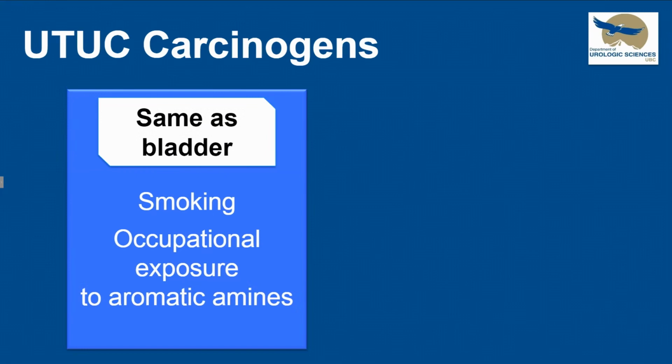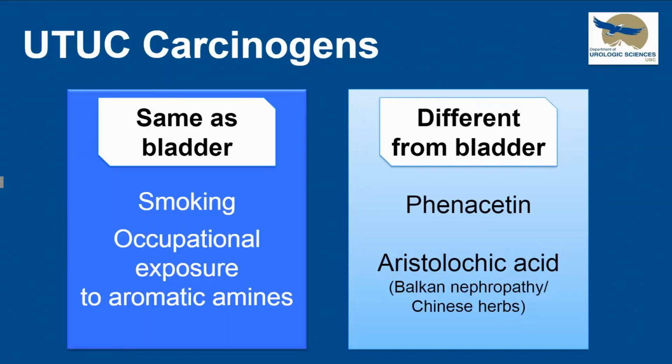Most urothelial carcinoma, regardless of site, is due to smoking and some due to occupational exposures to aromatic amines and other carcinogens. But there are some special carcinogens in the upper tract, especially phenacetin, which is not used very much anymore, and aristolochic acid, which is important in different regions.